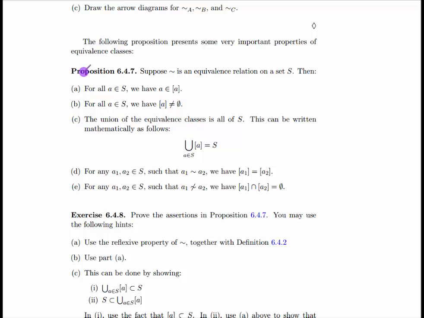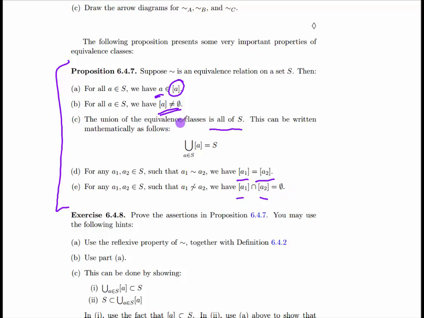All right. Now we can prove the following facts about these equivalence classes. And you will do that in an exercise. First of all, you can prove that every element is contained in its own equivalence class. We can show that every equivalence class is non-empty. We can show that the union of equivalence classes is the entire set on which the equivalence relation is defined. We can show that any two elements that are related give rise to the same equivalence class, and we can show that any two elements that are not related belong to disjoint equivalence classes. All right?